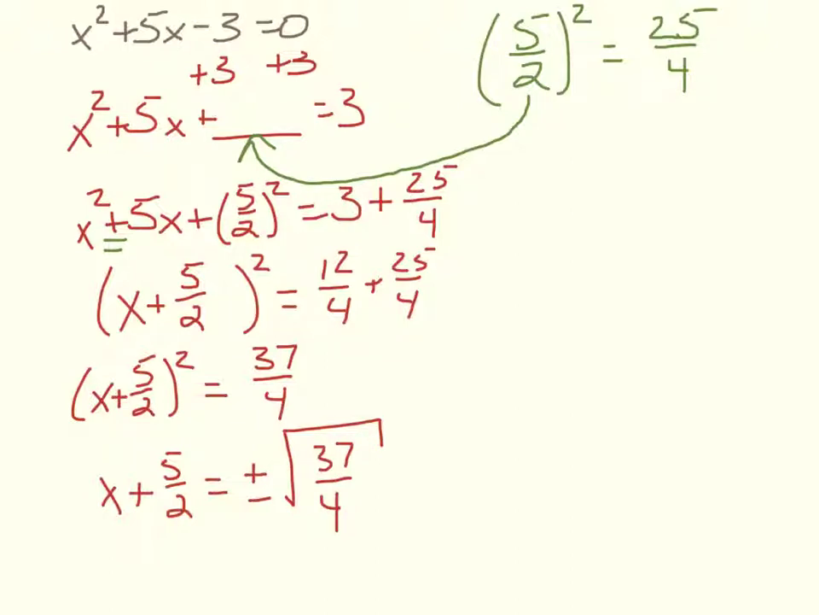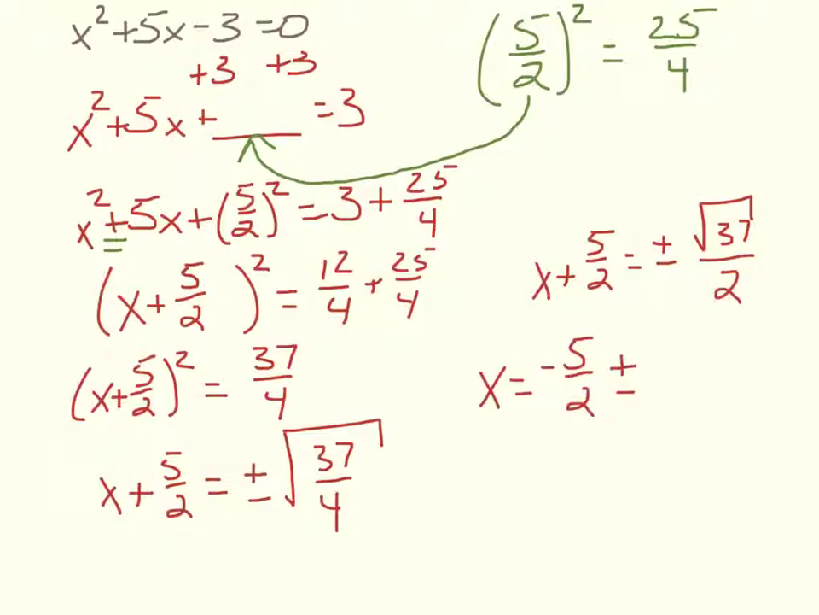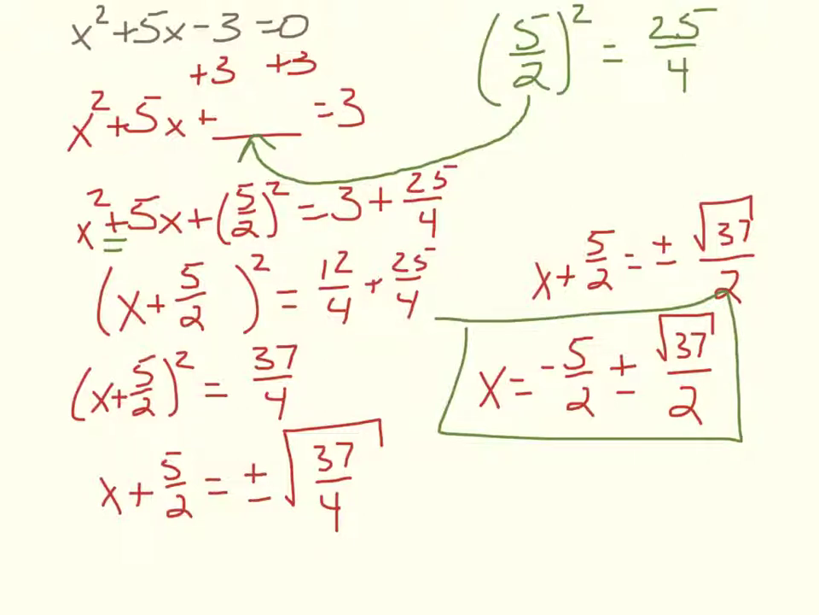Okay, that's going to simplify to x plus 5/2 equaling positive or negative square root of 37 over 2. We're going to subtract the 5/2 from both sides and have negative 5/2 plus or minus the square root of 37 over 2. Okay, I'm going to leave it as 2 fractions on this one. On the next example, I'm going to combine that into 1, which is probably what you're going to see more often. I don't know, maybe not.